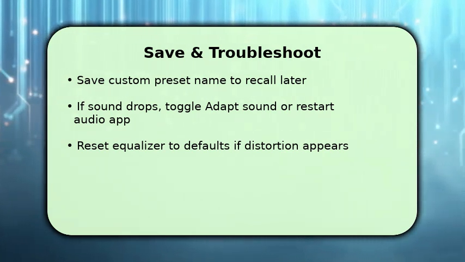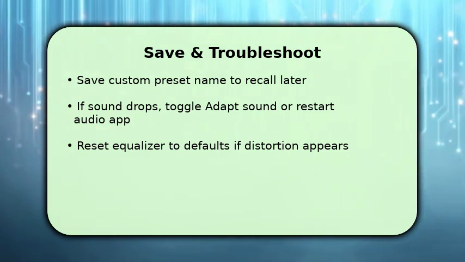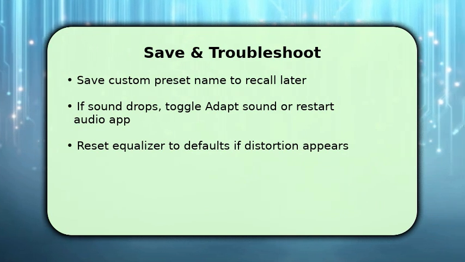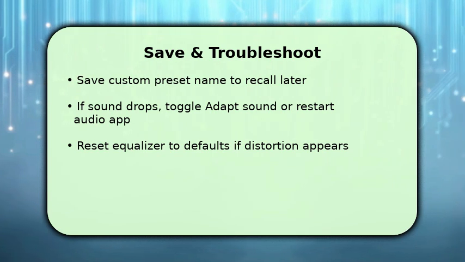If you hear distortion, reset the equalizer to defaults and reapply smaller boosts. Extreme boosts cause clipping. Finally, make sure Bluetooth codecs match device capability for best quality, and you'll be set.